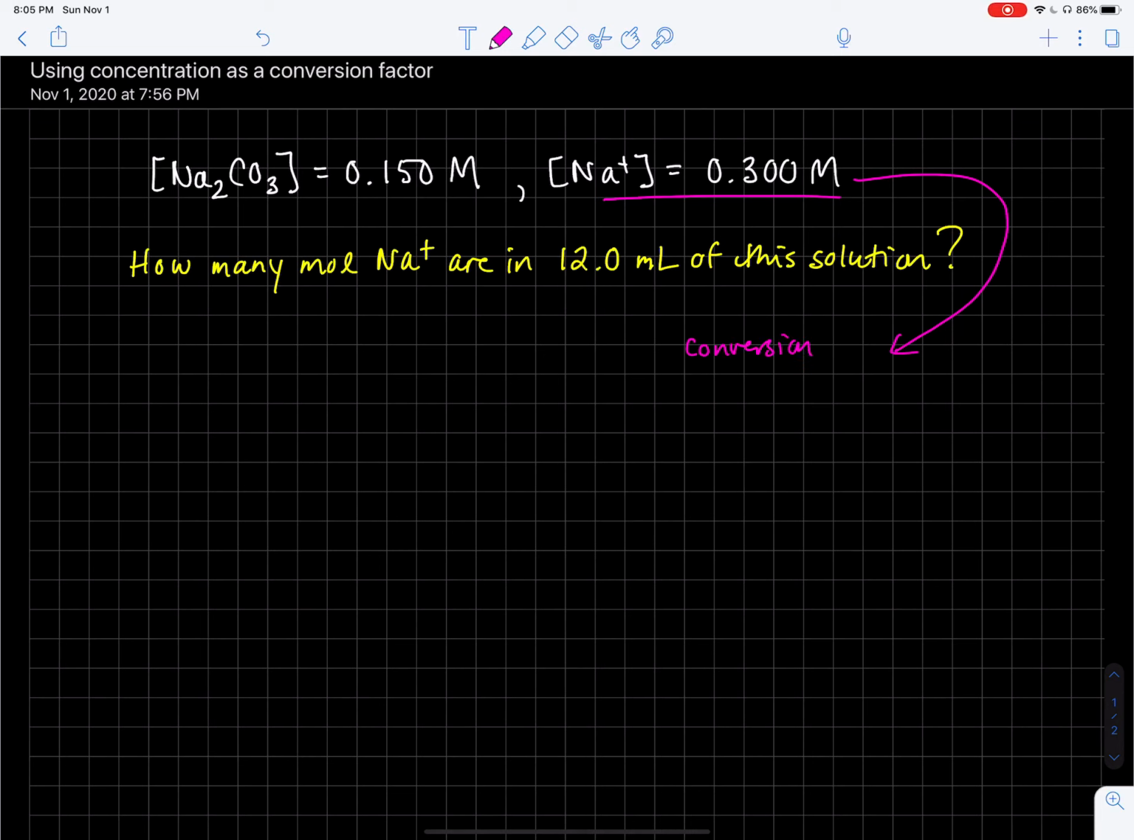And I encourage you, if you don't see this right away, or maybe if you do, to write it as a conversion factor. It looks just like a number here, but really what that means is we have 0.300 mole of sodium over 1 liter of solution. And that's a ratio or a conversion factor. We can use it as written or we can flip it.